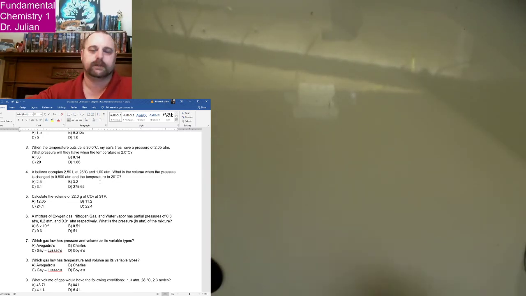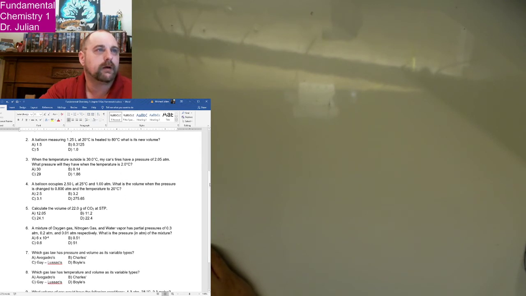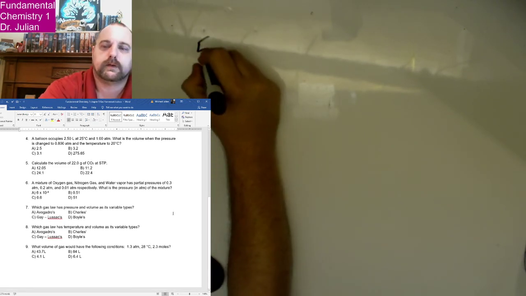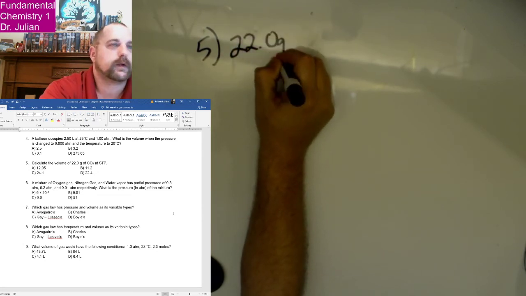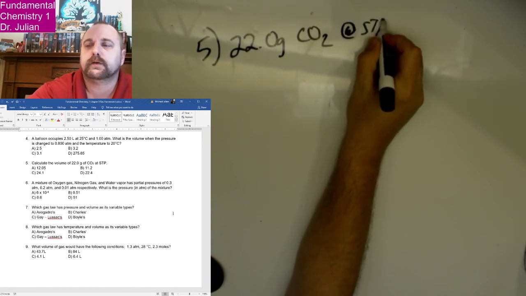Rocking along. We're already in chapter 5. So we're ready for number 5. There are a couple of different ways of doing this one, so 5, multiple ways. There's 22.0 grams of CO2 at STP.